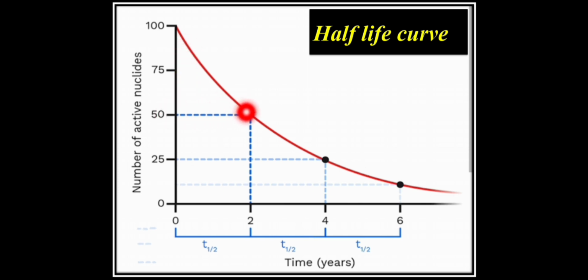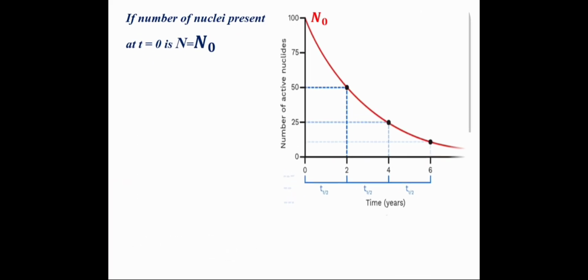Similarly, when another half-life, meaning the same period of time, passes, this number further divides and reduces to further half. And after another half-life, it further divides to half. In this way, as the time passes, the number of radioactive atoms present in an element goes on decreasing. Generalizing this equation, we can proceed like this.